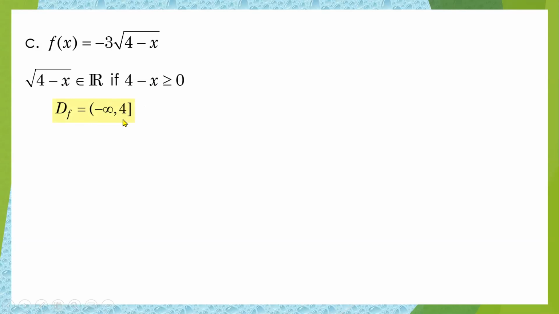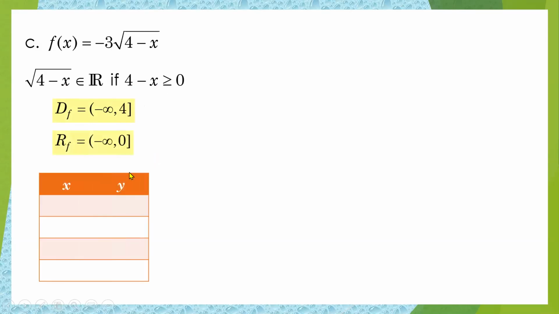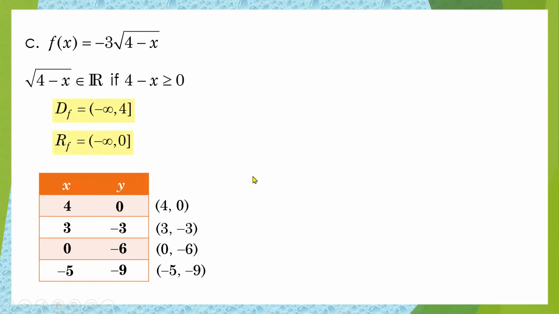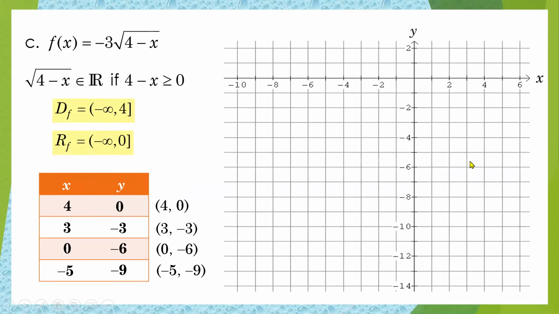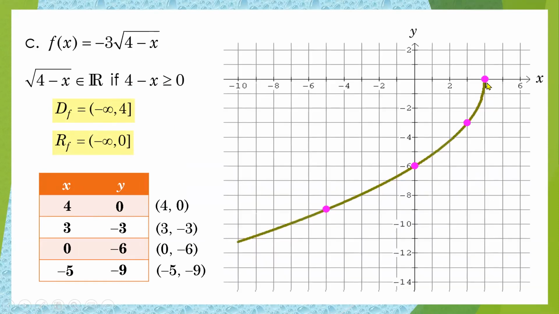So meaning the vertex located at 4, ano yung C? 0. 4, 0. The vertex. Okay? Because negative going down. So negative infinity to 0. Assigning values, we get this. Okay, plotting. Expected lower branch. Vertex is where? At 4, 0.